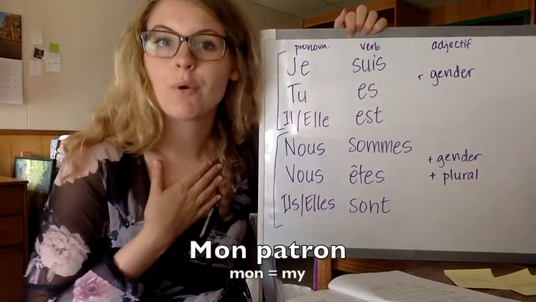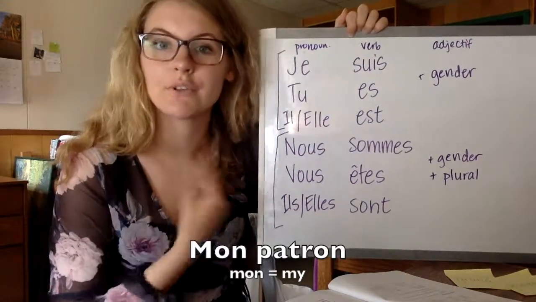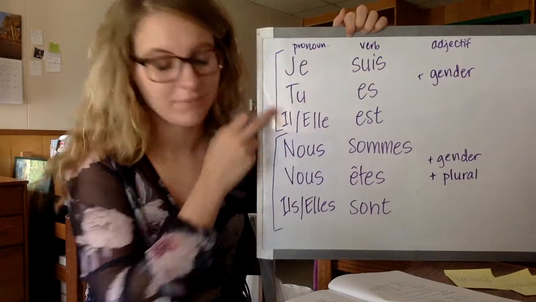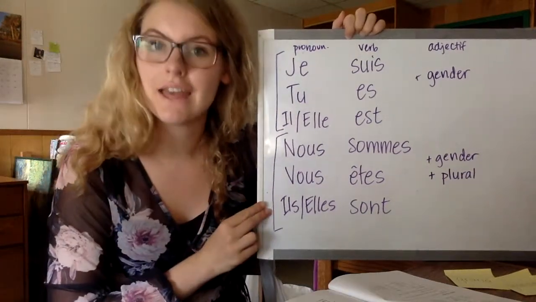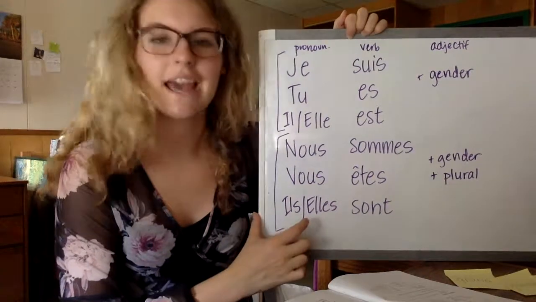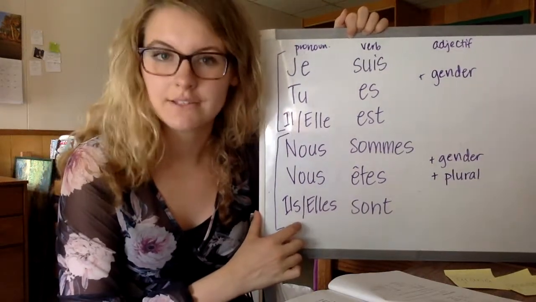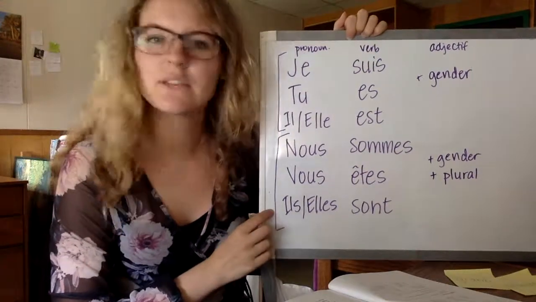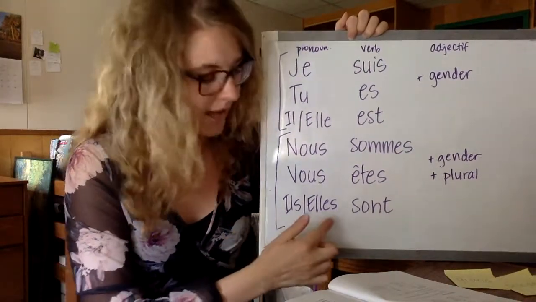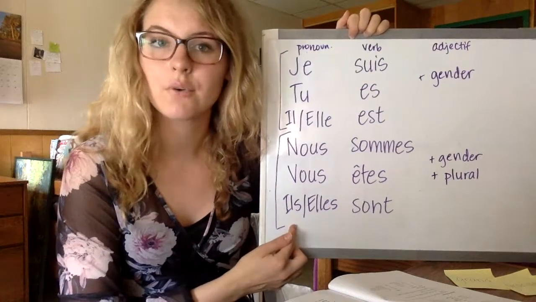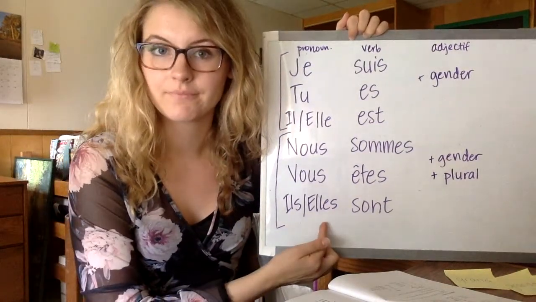So if I'm talking to mon patron, my boss, I would use vous, I would not use tu, because it would be impolite. And then we have il and elle. Listen to me say that again, il and elle. There is that S, but we don't pronounce it. So it's not ils, it's il. So what's the difference between these two? Il and elle. They both mean they, but we have the masculine form and the feminine form.